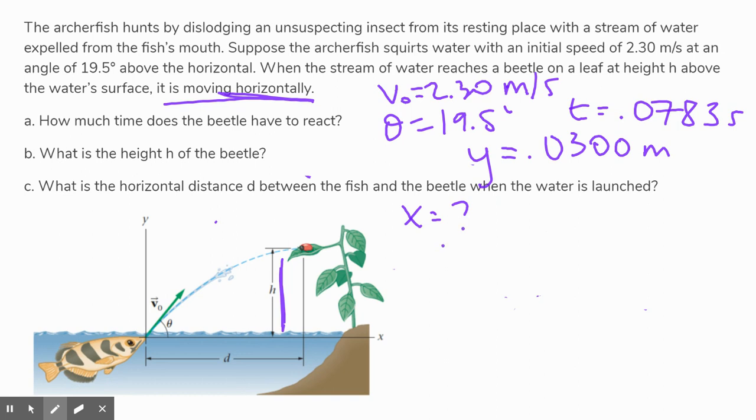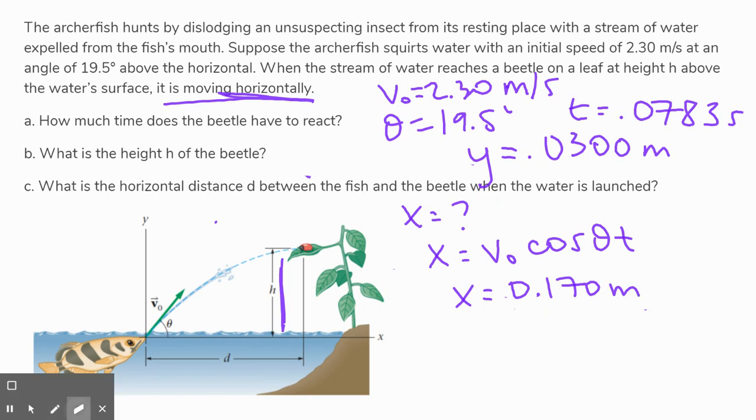An equation that allows us to solve for that is x equals the initial velocity multiplied by the cosine of theta times t. When you plug in all your information, you should have found that x is equal to 0.170 meters. And I hope that is starting to make more sense now.